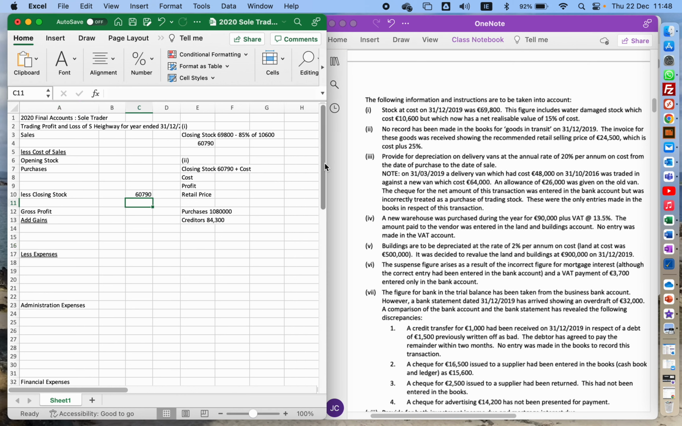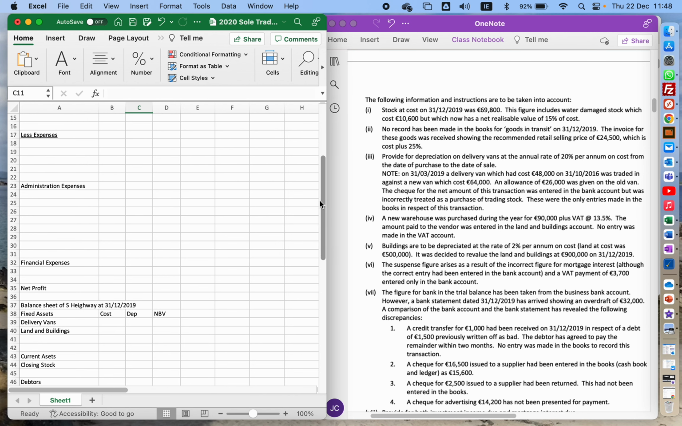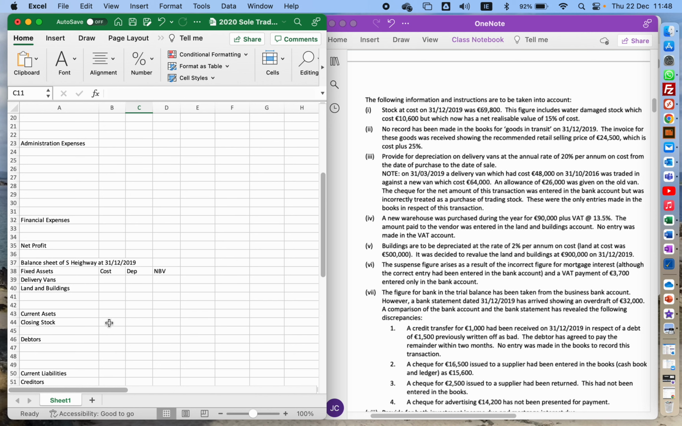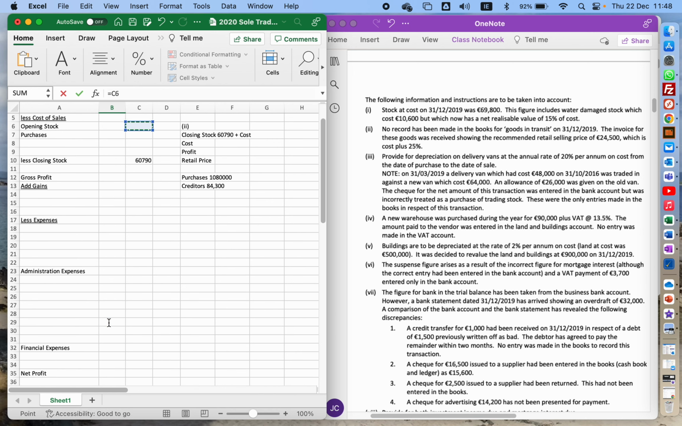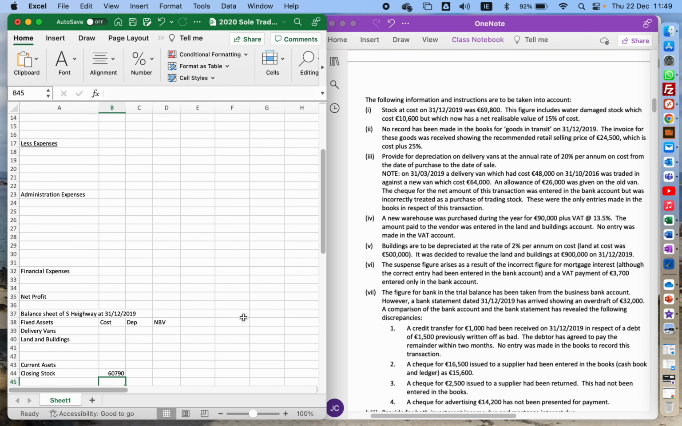and then that same figure is going to end up going into my current assets. So closing stock, and I'm just going to copy the same number that I've just worked on. So what number was it? So 60,790. So that's note number one. Note number two, again, is to do with stock, so I'll deal with that at the same time.